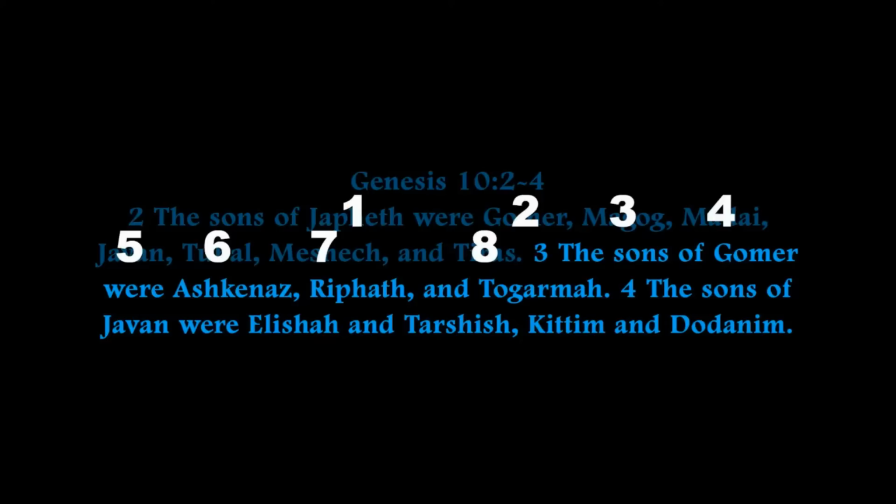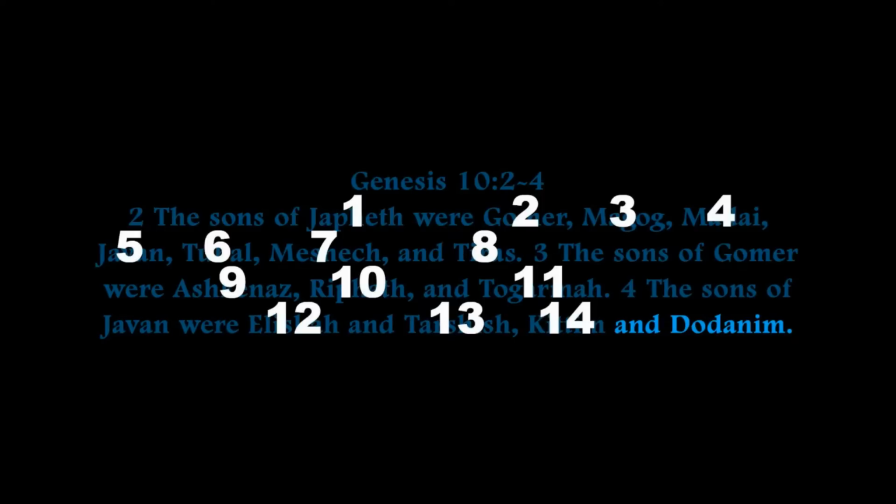We start the count again with Ashkenaz. 9, 10, 11. Again, Javan is already counted. And start again with Elisha. 12, 13, 14, and 15. So we have 15 total nations from Japheth. We're going to put this total on a separate slide.